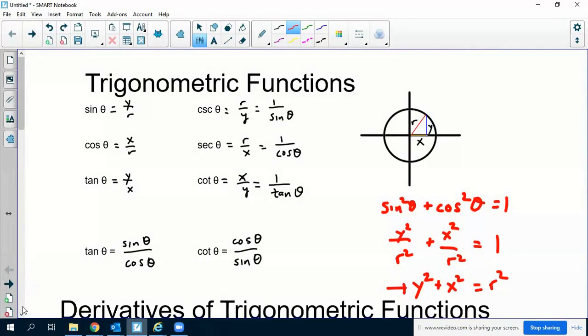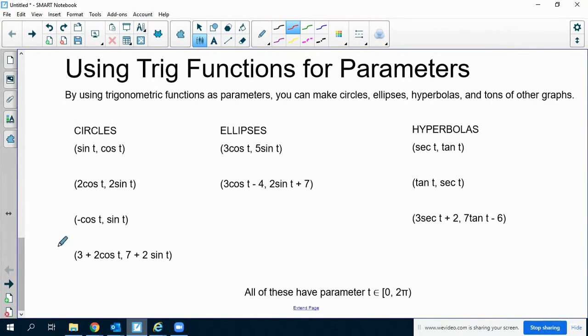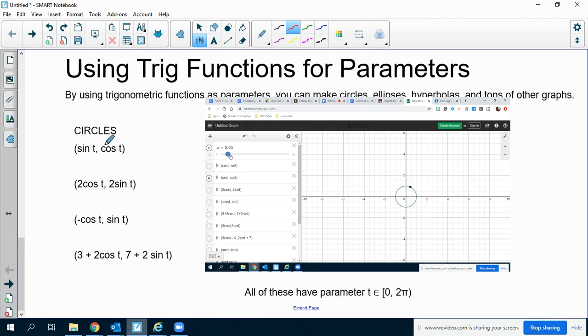Now, we've also used trig functions numerous times to make circles and ellipses, and you can also use them to make hyperbolas and tons of other things when you parameterize things. So if I use the parameterization t from 0 to 2 pi, I have a variety of different things. I can do a circle where, notice that I flipped where the sine and cosine was. That basically just means I trace the unit circle in a different way.